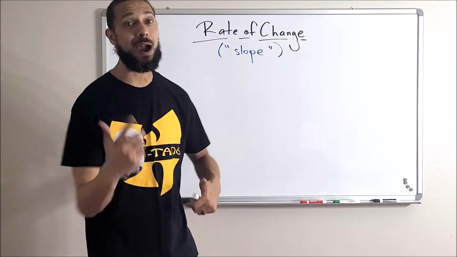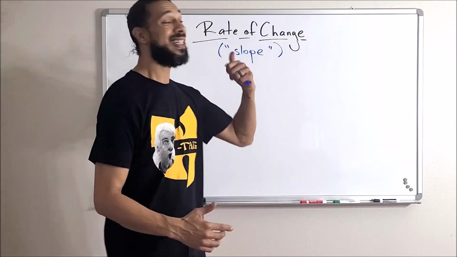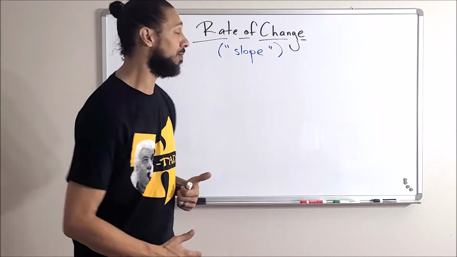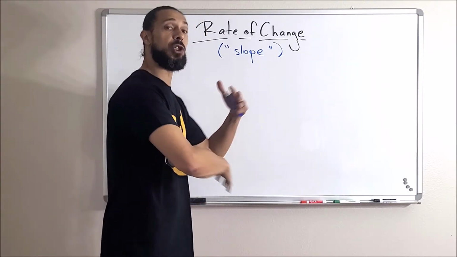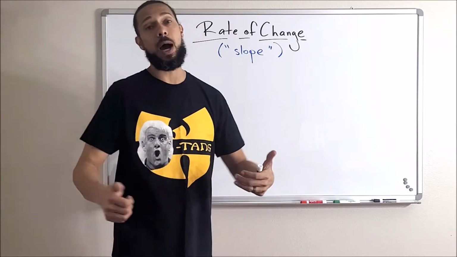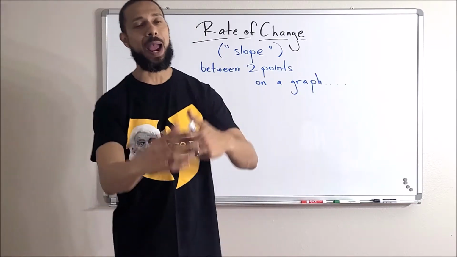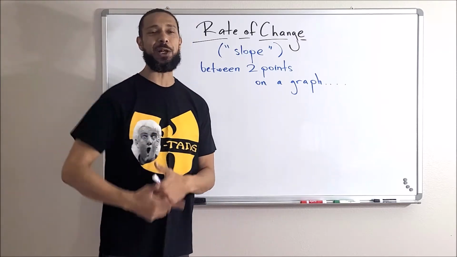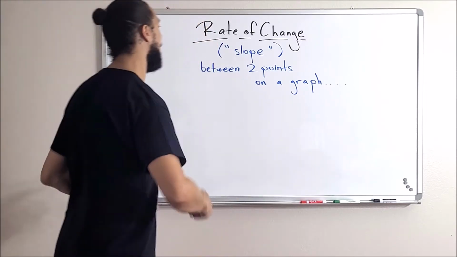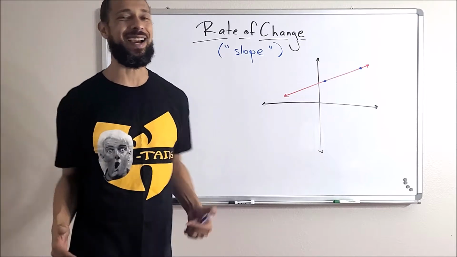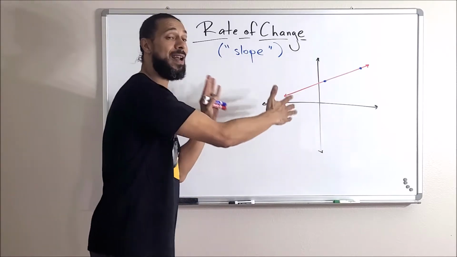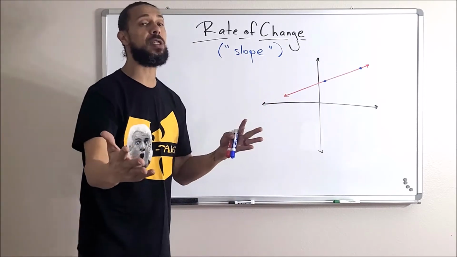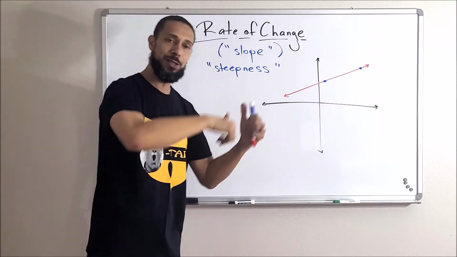We can finish up this conversation on rate of change or slope. So usually slope comes around when we're talking about two points on the graph. Let's get a graph up here and see what we're talking about. So I got a line and that line has a slope. Now slope is another way of saying steepness.